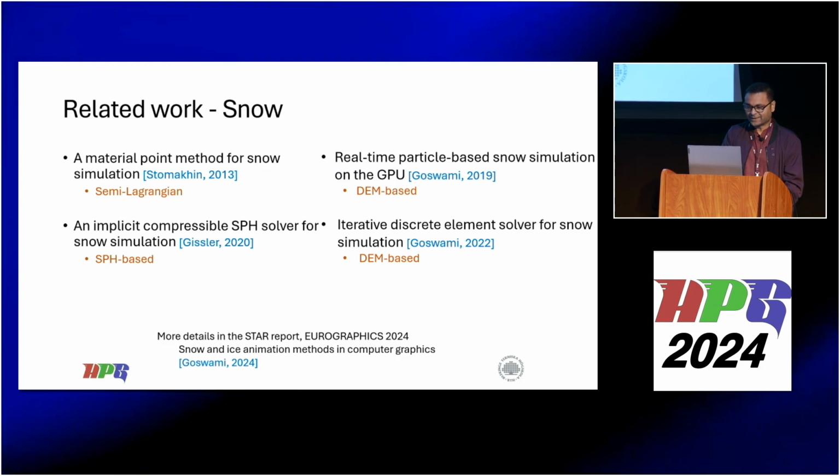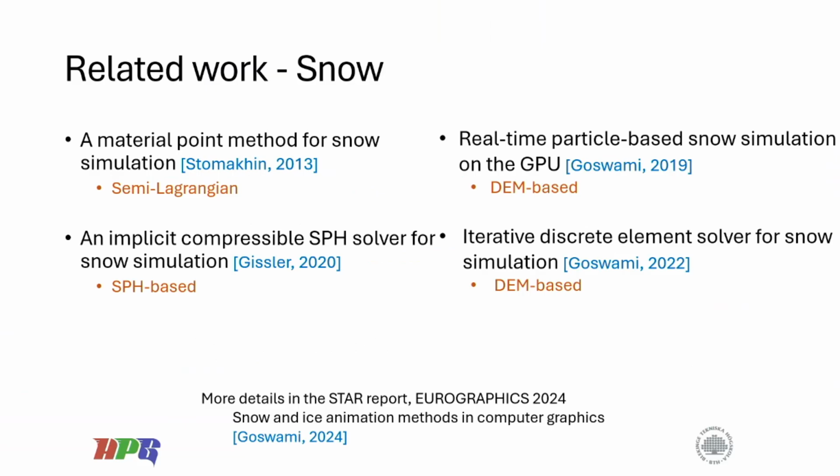So if I quickly sum up the work in the computer graphics community on snow simulation, the first prominent paper was in SIGGRAPH 2013. And it was based on a semi-Lagrangian model. And then there was a paper in 2020, also in SIGGRAPH, that was based on an SPH model. Meanwhile, we have been also working on the DEM, or discrete element method, for snow simulation. We have this real-time particle-based snow simulation on the GPU, and an improvement of that paper that utilizes an iterative approach.